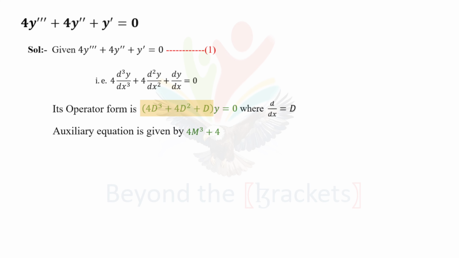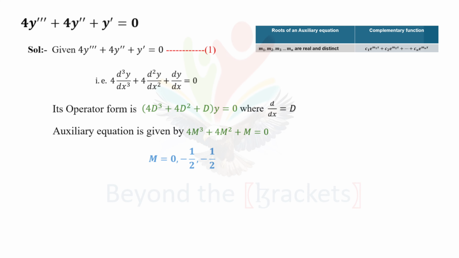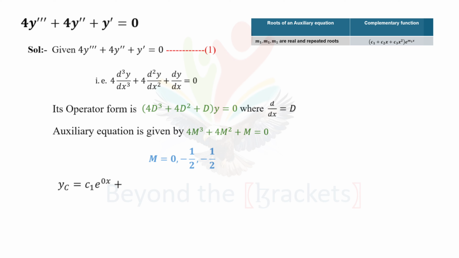4m cube plus 4m square plus m is equal to 0. The roots of this equation are given by 0, minus 1 by 2, minus 1 by 2. Here 0 is a real and distinct root. For this, yc will be c1 e power 0x. Minus 1 by 2 is a real and repeated root. So yc will be (c2 plus c3 x) e power minus x by 2.